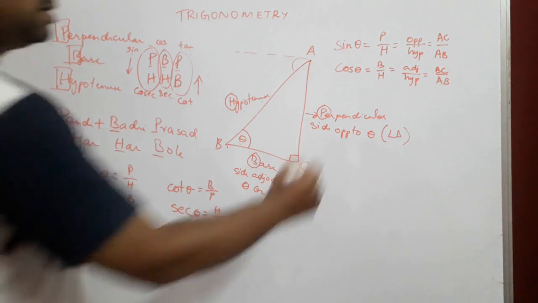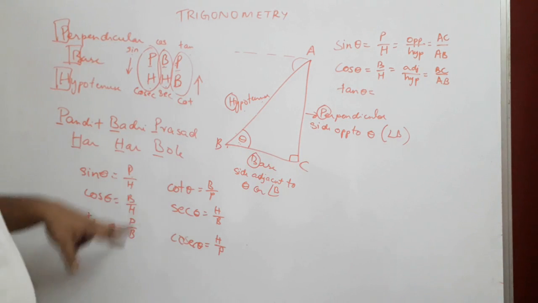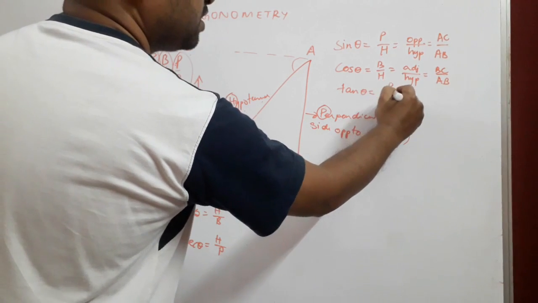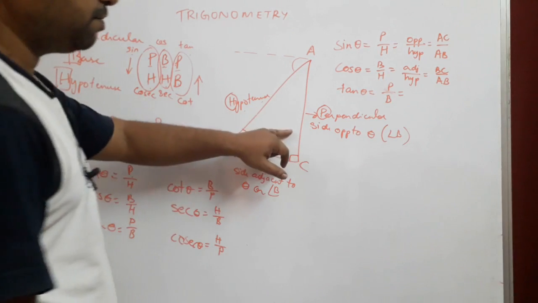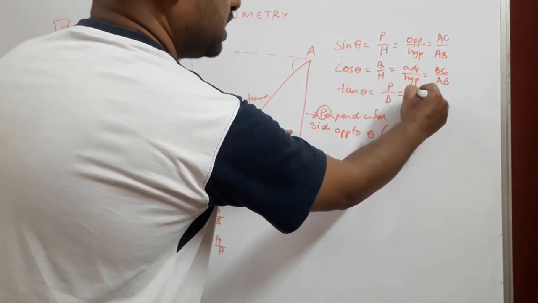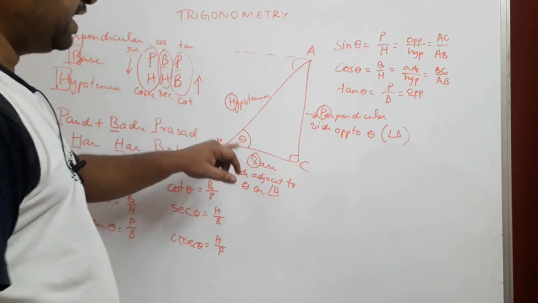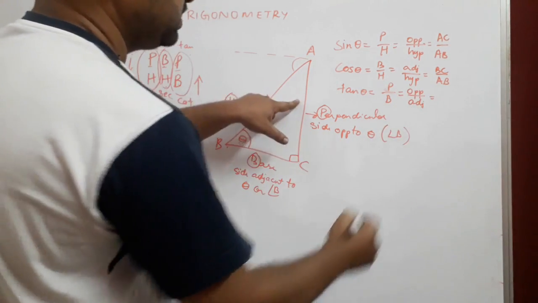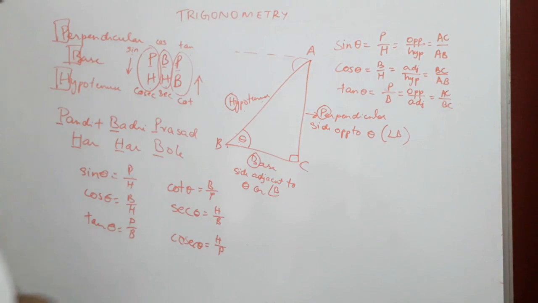Similarly, tan theta. Tan theta is your P upon B. What is P? Your perpendicular, but actually it is the side opposite to the angle theta, and B is the side adjacent to the angle theta. So opposite upon adjacent, which means AC upon BC. Fine.